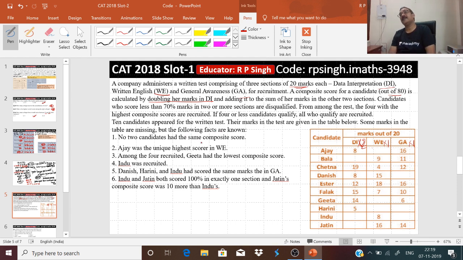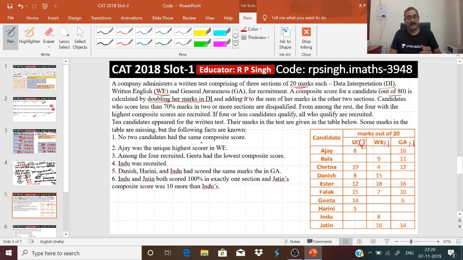Guys, in missing table questions, we always try to complete the table first of all, but I suggest go through the conditions, go through the questions. It is not always necessary to complete the table. Sometimes the table will be completed only partially. So don't waste time to complete the table only.